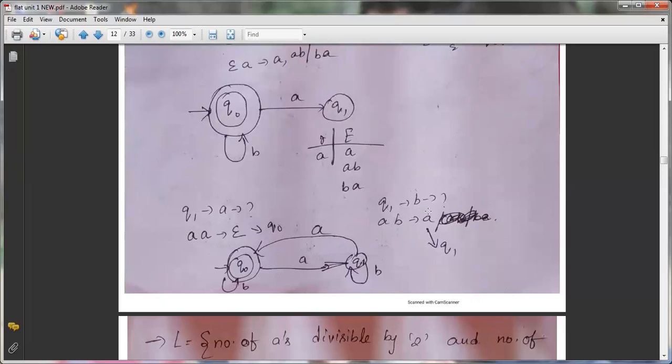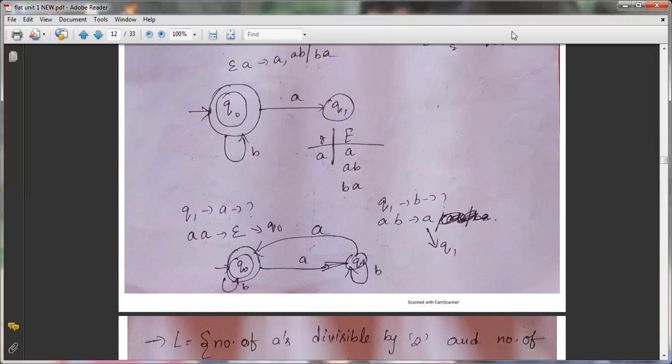And Q1 on B is going to where? We don't know. So where it is Q1 on B is going to where? We don't know here. So we are going to check now. What is the read value for Q1? AB is there. But what I need? Again, I need A because the number of A should be divisible by 2. Okay. So A is the expected value in Q1. So I am going to connect Q1 on B is going to Q1 itself.